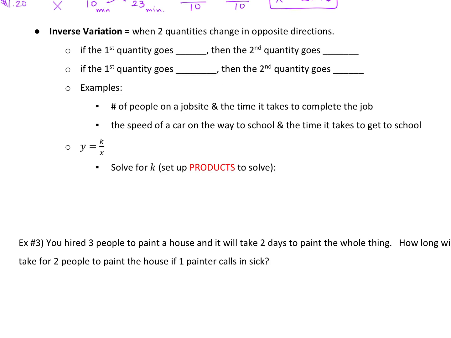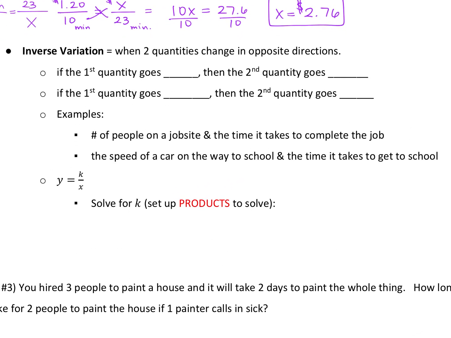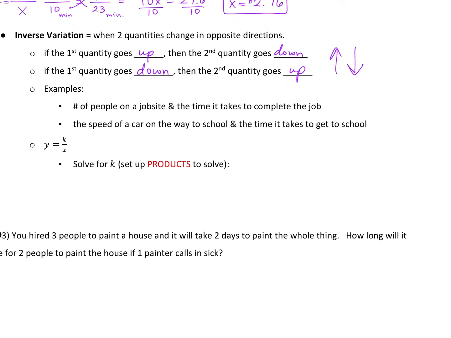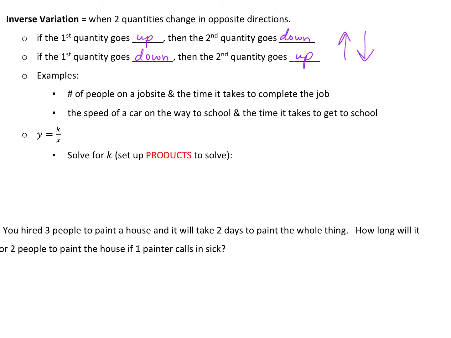Inverse variation is just the opposite. This one says if the first quantity goes up, then our second quantity is going to go down, or if our first quantity goes down, then our second quantity is going to go up. So it's like this, right? One's going up, the other one's going down, or vice versa. They will go in opposite directions.